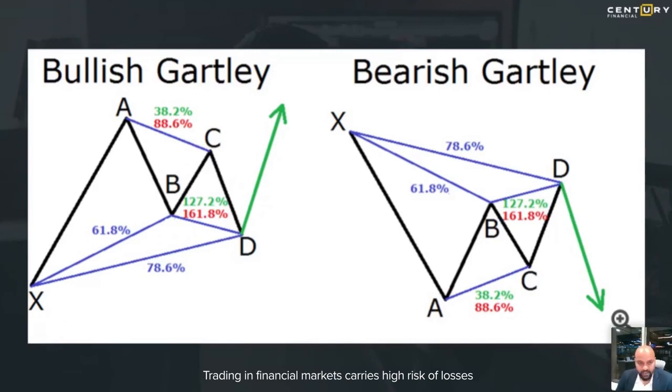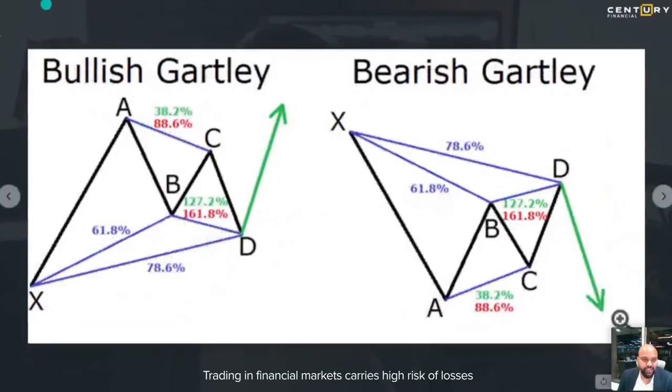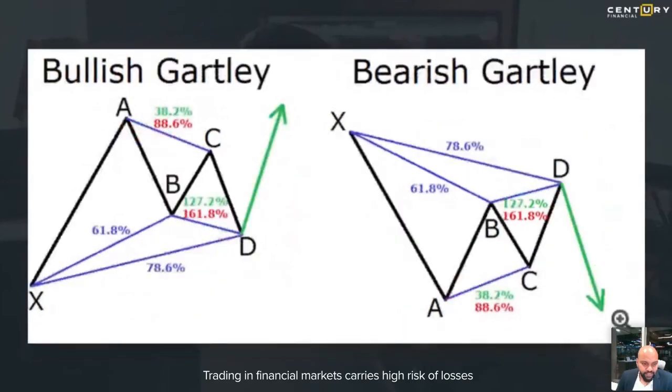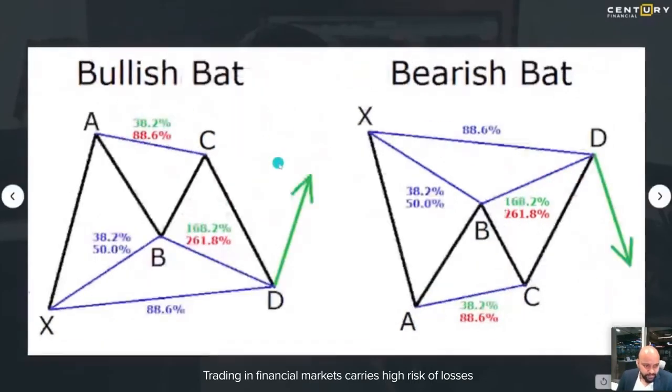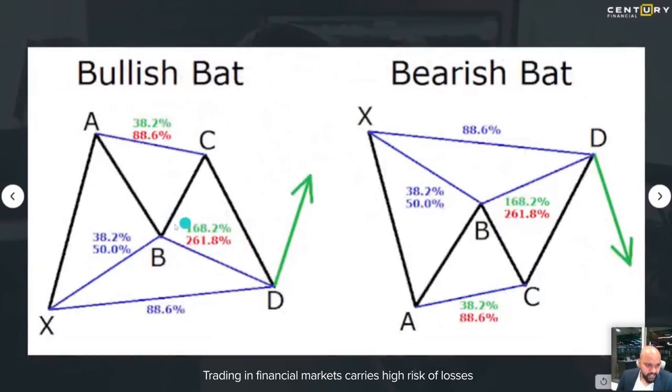Let's look at another type of pattern. There are more patterns, and I've just kept two as an example for now. The most used one is Gartley. Bullish bat also keeps appearing a lot. If you notice, the difference between these two is very little. So in this case, B ended at 61.8. In this case, the B should end anywhere between 38.2 or 50%. Okay, and the C remains the same.